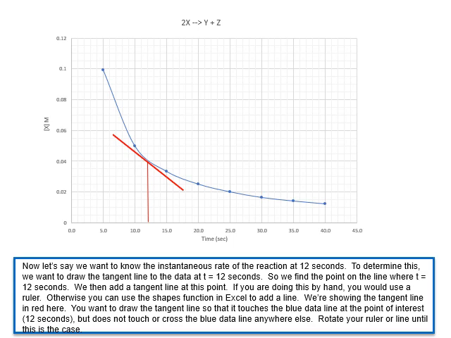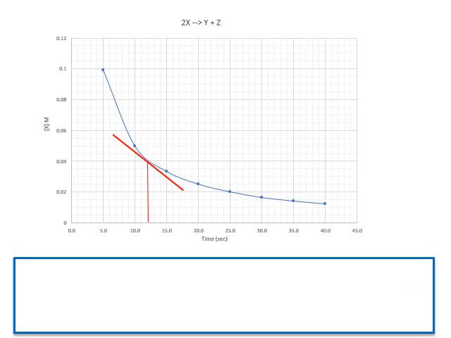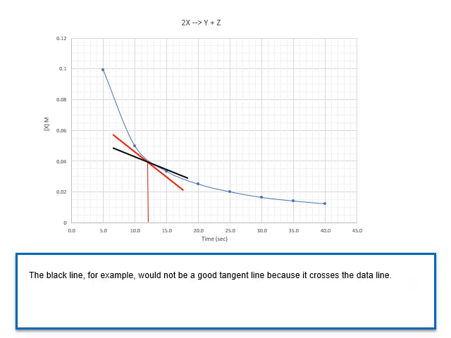You want to draw the tangent line so that it touches the blue data line at the point of interest, 12 seconds in this case, but does not touch or cross the blue data line anywhere else. Rotate your ruler or line until this is the case. The black line, for example, would not be a good tangent line at 12 seconds because it crosses the data line.